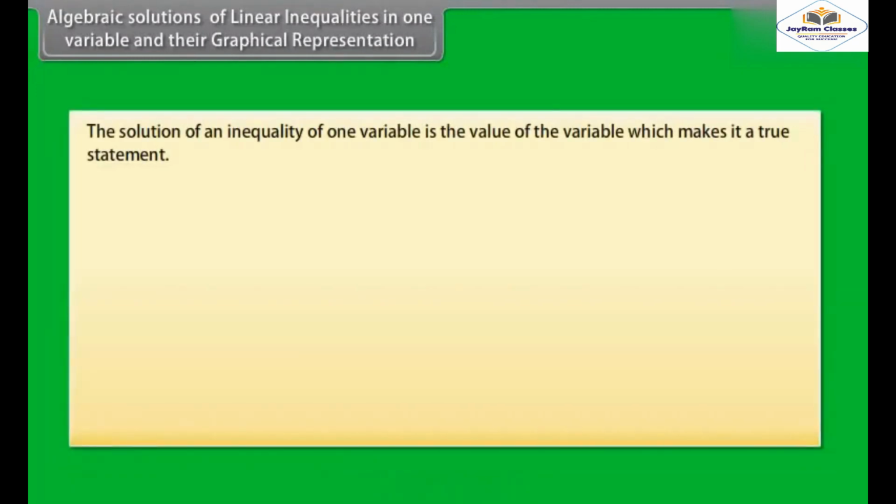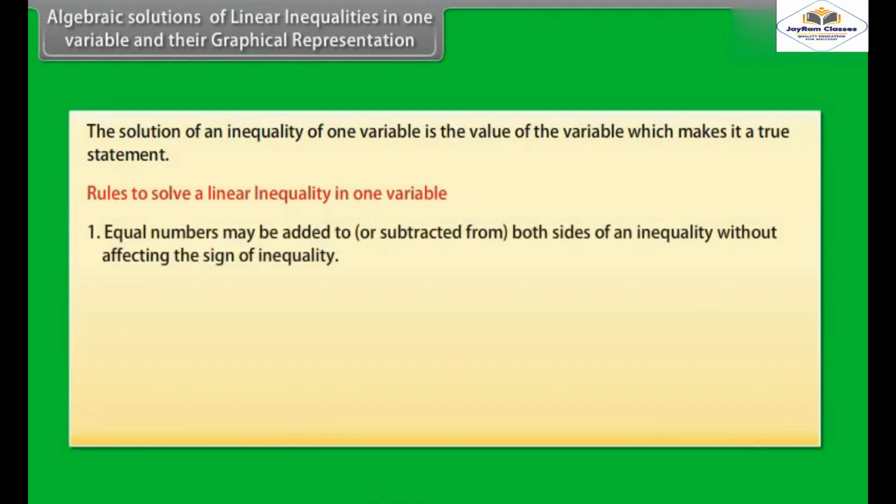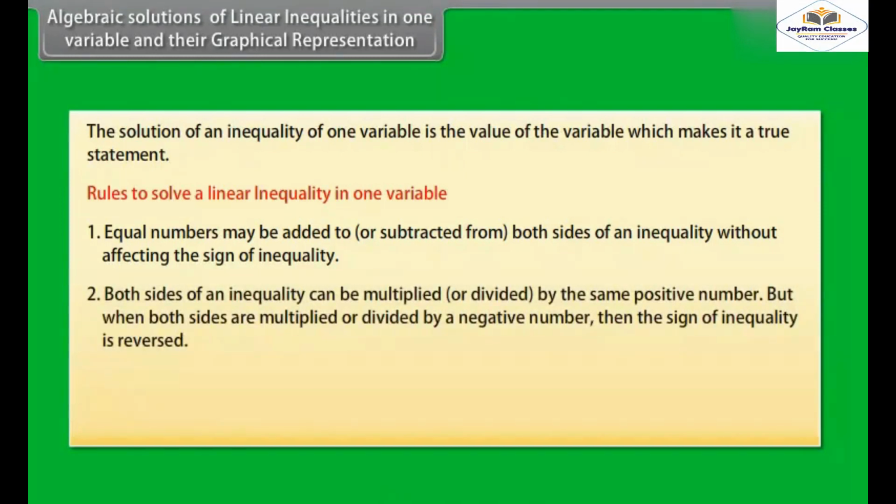Algebraic solution of linear inequalities in one variable and their graphical representation. The solution of an inequality of one variable is the value of the variable which makes it a true statement. Rules to solve a linear inequality in one variable. Number 1. Equal numbers may be added to or subtracted from both sides of an inequality without affecting the sign of inequality. Number 2. Both sides of an inequality can be multiplied or divided by the same positive number. But when both sides are multiplied or divided by a negative number, then the sign of inequality is reversed.